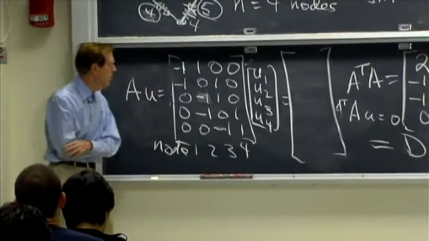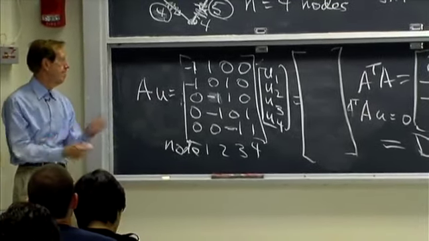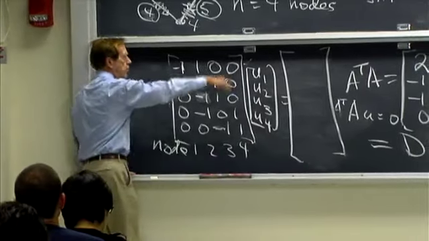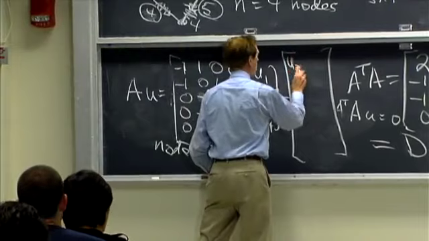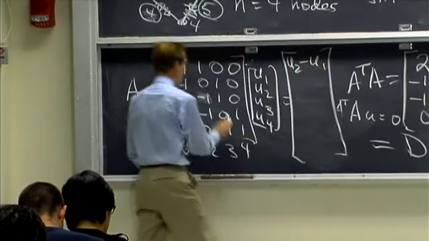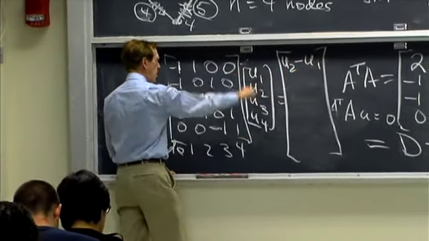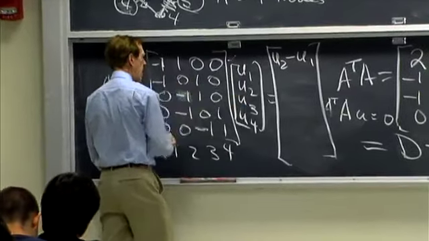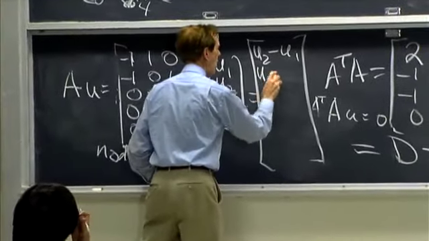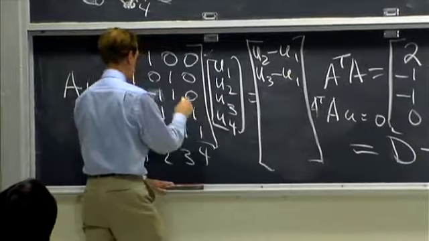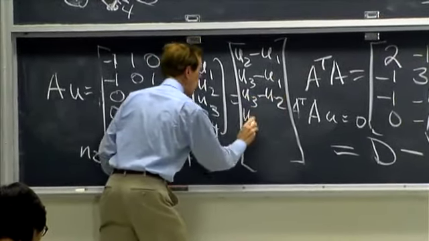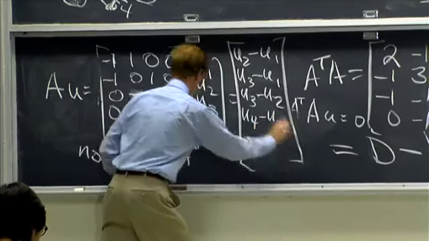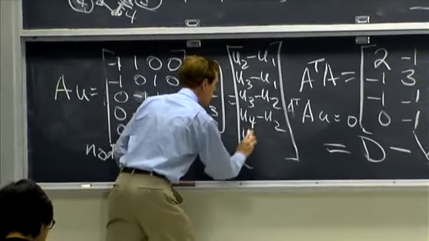All right, what's the first component? Just do that multiplication, and what do you get? U2 minus U1. What do you get in the second component? You get U3 minus U1. The third one will be U3 minus U2. The fourth one will be U4 minus U2, and the fifth one will be U4 minus U3.